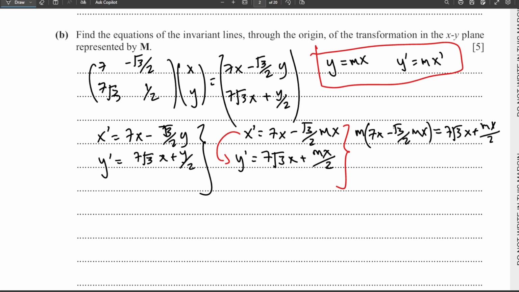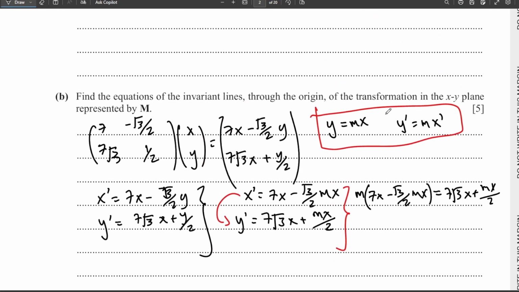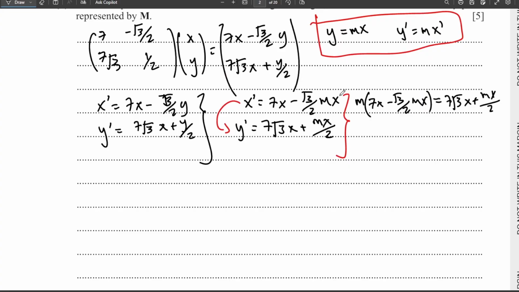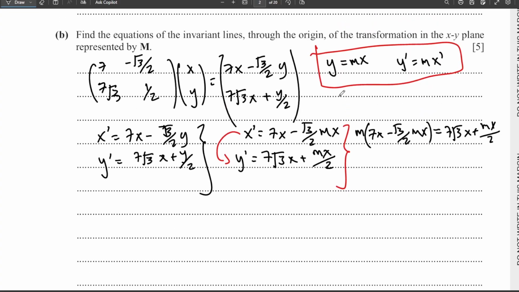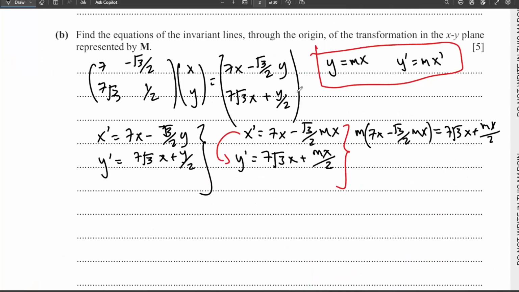And now, okay, each term has an x, so I can cancel out all the x. We don't really care about the x equals to 0 case because everything you transform from the origin, it is not one of the things we are interested in.